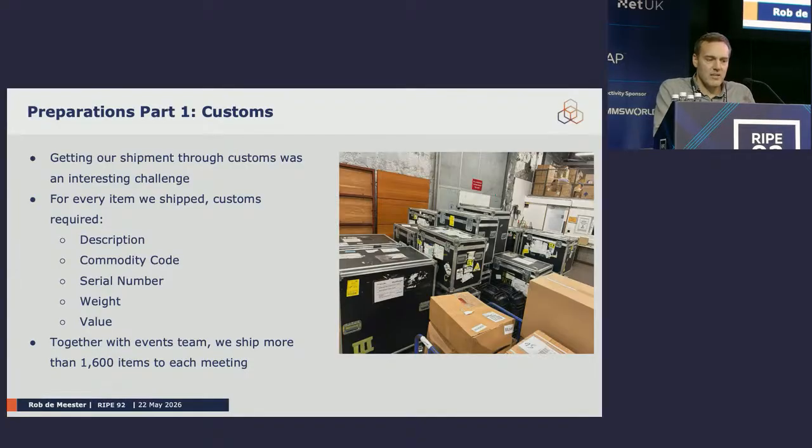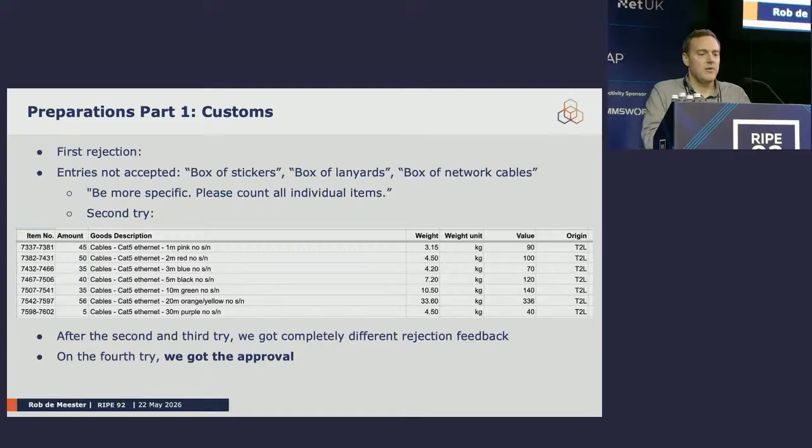This week actually started very early for us because getting our shipment through customs proved to be an interesting challenge. For each item we shipped, the UK Customs Office required a lot of information from us, and that combined with the fact that we are shipping over 1,600 items to each meeting, proved to be a lot of extra work. So after filling in these customs forms, already one day later, we received our first rejection.